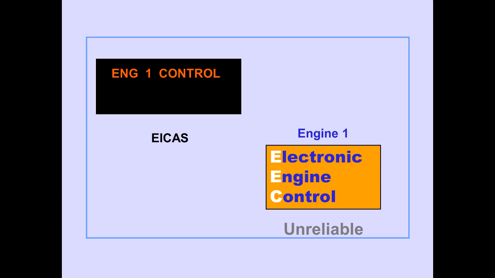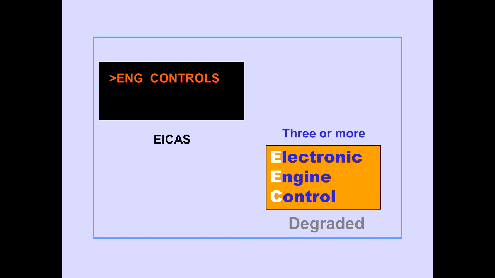The ICAS advisory message, Engine Control, is displayed if one engine EEC is not fully functional. The EECs have redundant systems. A loss of redundancy may degrade EEC operation. If 3 or more EECs are operating in this degraded condition, the ICAS advisory message, Engine Controls, is displayed. The engine control and engine controls messages are inhibited in flight.